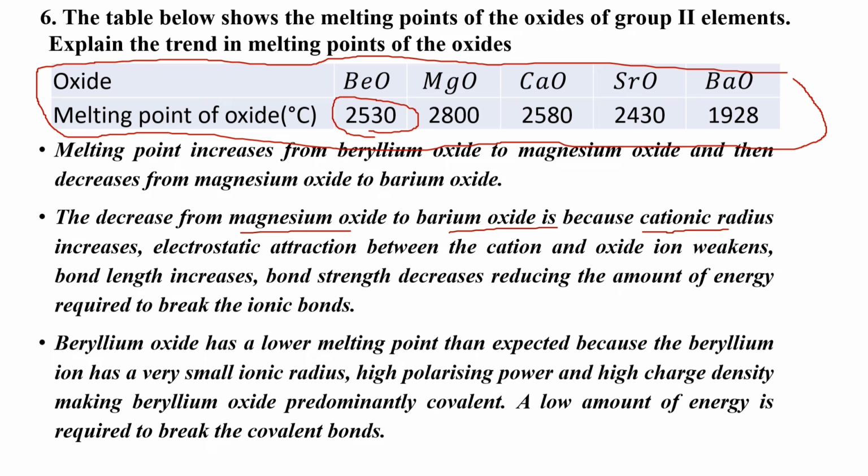So in beryllium oxide, the reason is that the beryllium ion is very, very small. So it has high polarizing power, high charge density, and is predominantly covalent. A compound which is more predominantly covalent is thermally unstable.